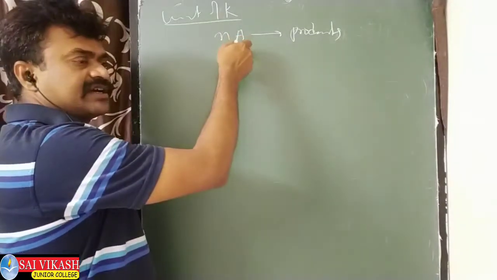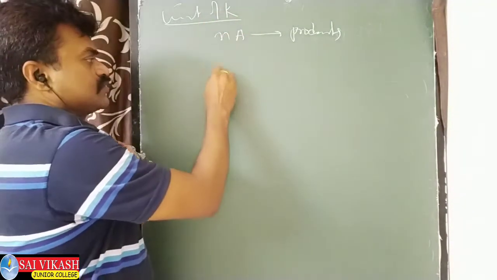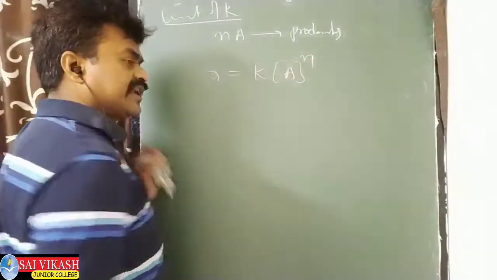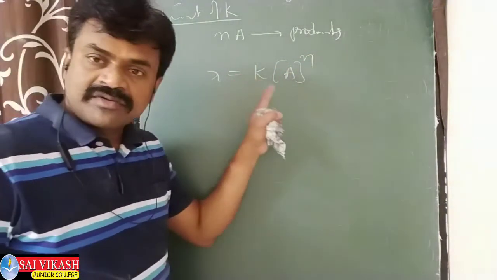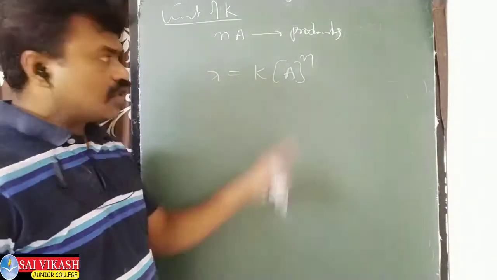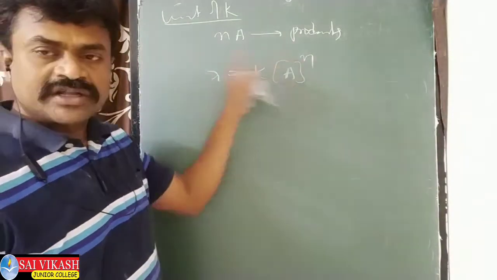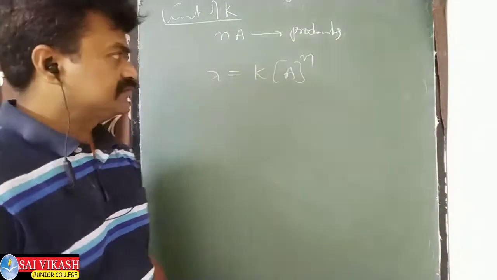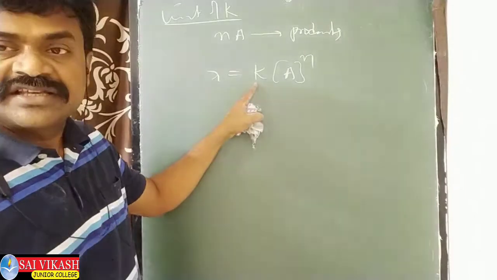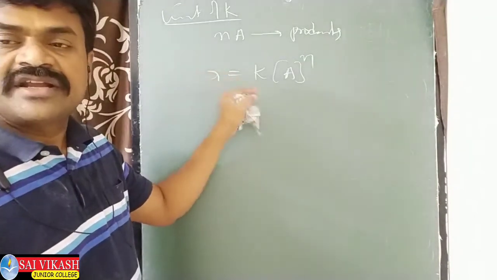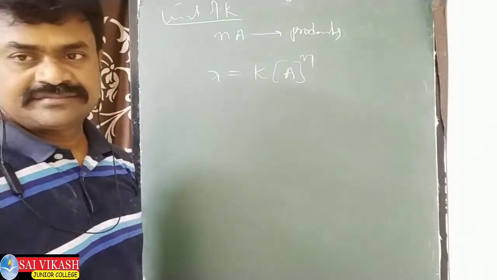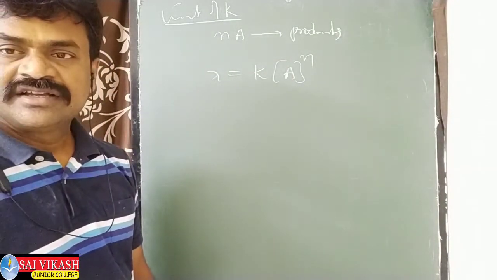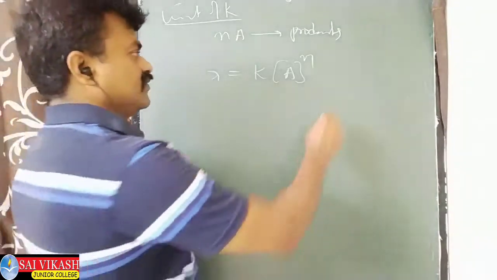For this, when n moles of A gives products is taken, the order will be n. How? If it is the rate determining step, you can write R equal to K into molar concentration of A power n. So order is n there. Nth order rate equation is this. Here K is the rate constant for nth order. So we have to find out the unit of K for nth order.